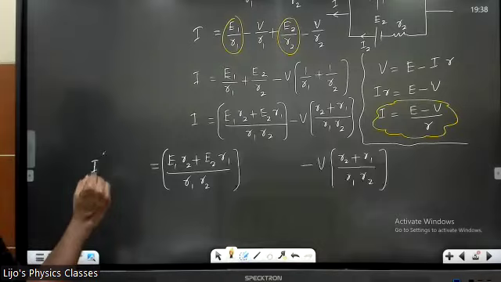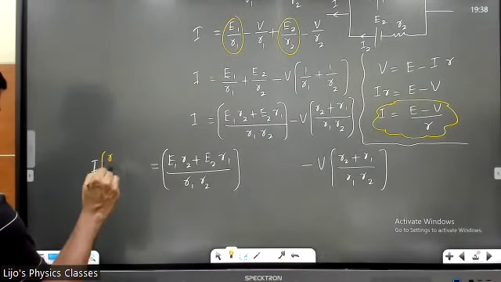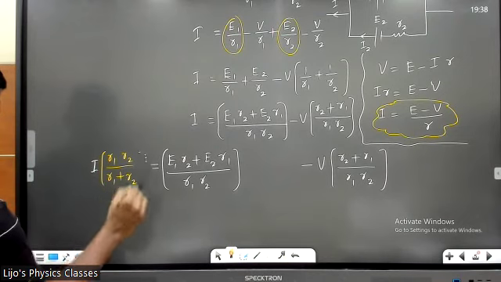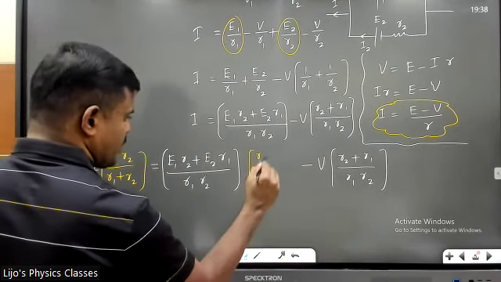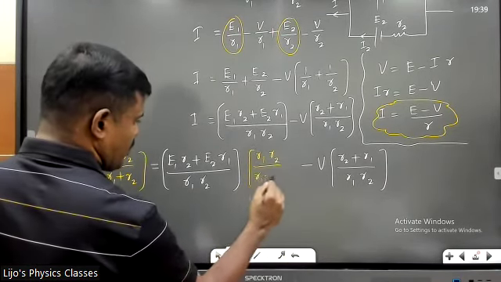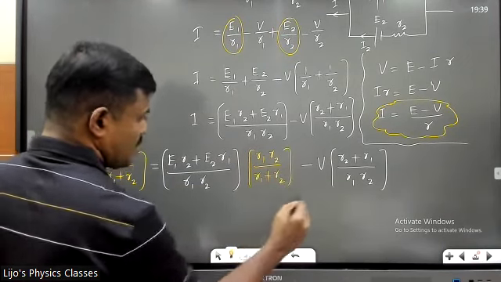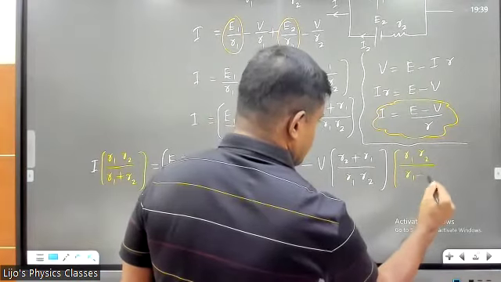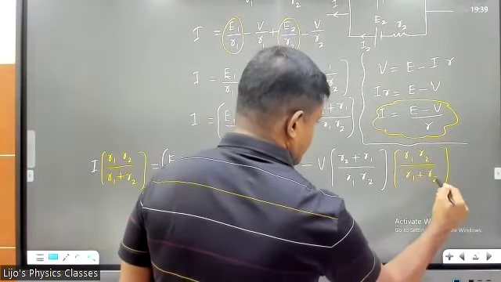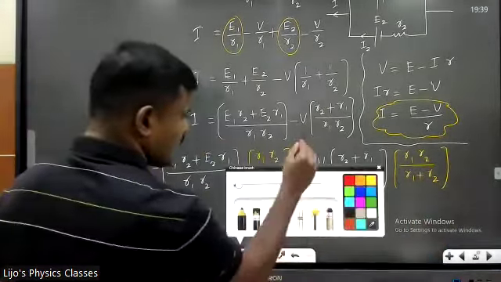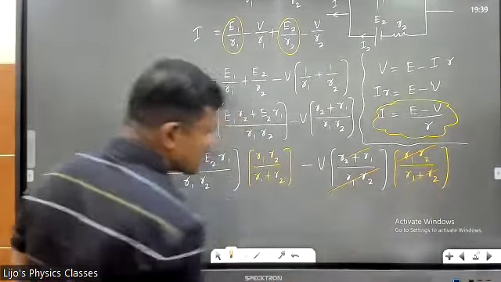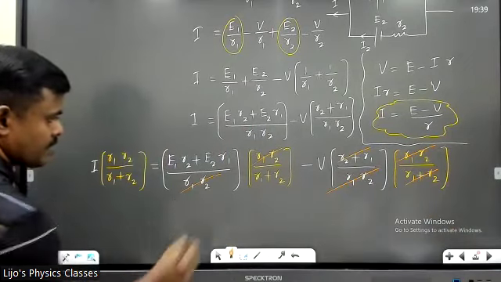I'm going to multiply everyone with reciprocal of last bracket. Reciprocal of last bracket. Look at this, even this one with reciprocal of last bracket. Now cut the common terms out. R1, R2, R1, R2 cut. R2 plus R1, R2 plus R1 cut. R1, R2, R1, R2 cut.